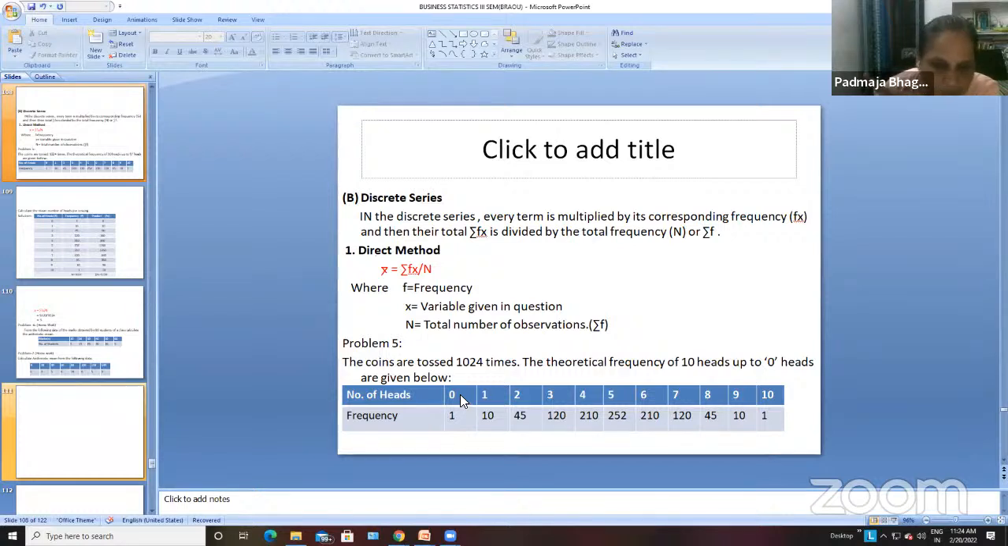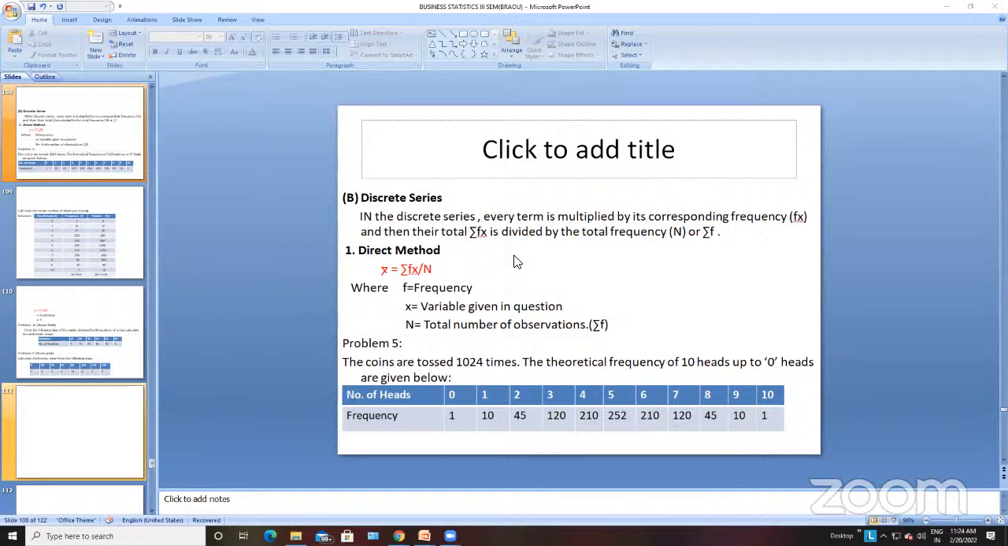Individual means 0 will there? No. So here this one is a discrete series. Number of heads is 0, frequency is 1. When you are tossing the coin, it is 1 time. How many frequency? It is 10. And the 2 times when you toss, number of heads, frequency is 45. Got my point? Take the screenshot quickly.